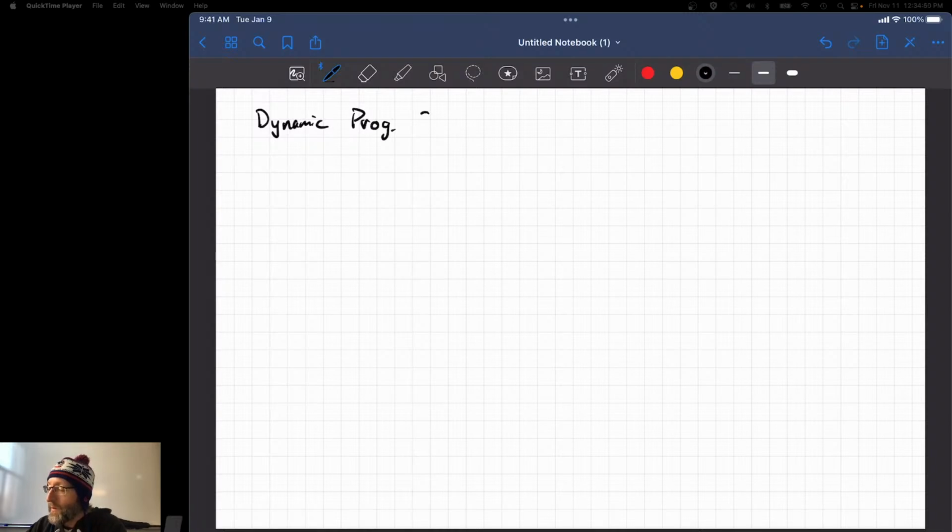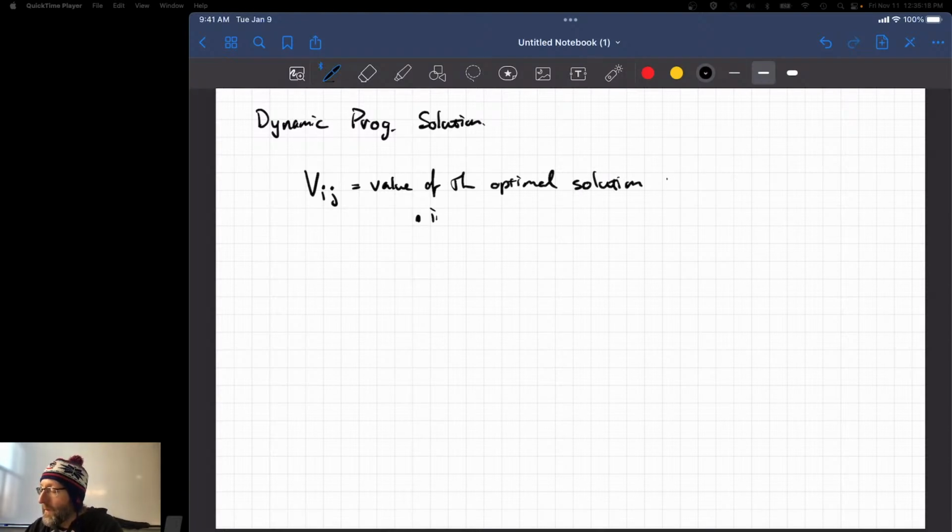Dynamic programming solution. We start out with that FAST method. I forget what it stands for, but the F is for the first solution. So I'm going to establish a recurrence, V sub I, J. This is going to be the value of the optimal solution involving items A1, A2, dot, dot, dot, up to and including AI.